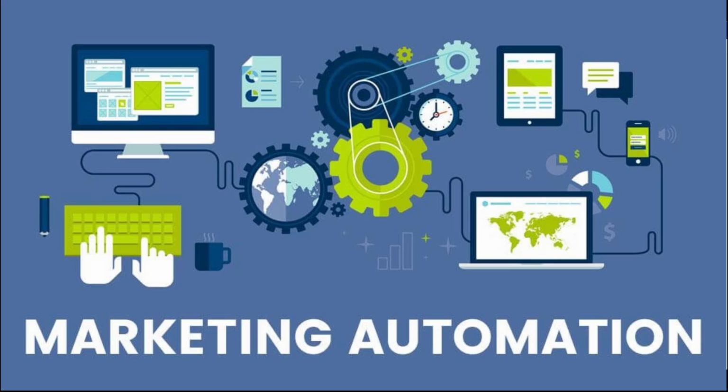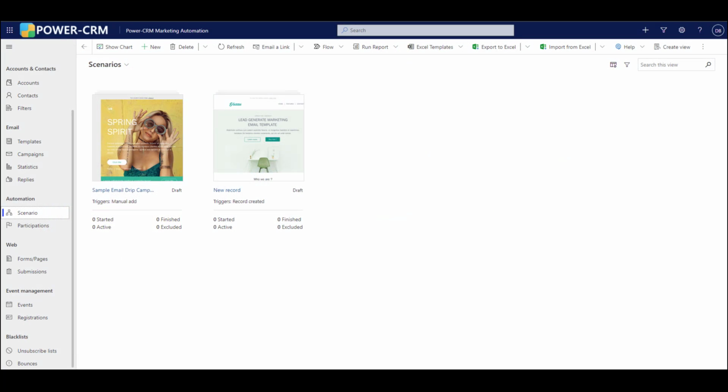Next, we're going to take a look at scenarios. Scenarios are automated campaigns that contain a sequence of steps that run automatically. Scenarios are perfect for drip campaigns, promoting events, and automating the steps to respond when a form is filled out on your website. To create a new scenario, simply click on the New button.